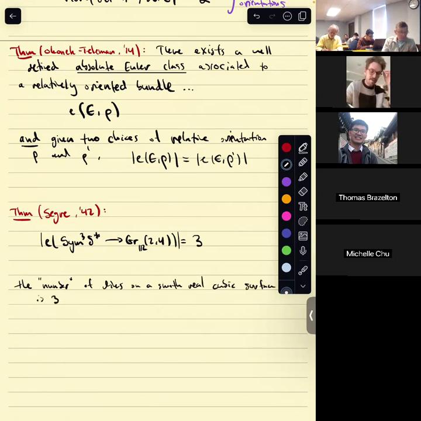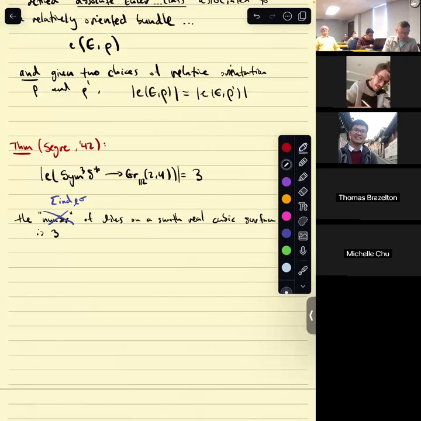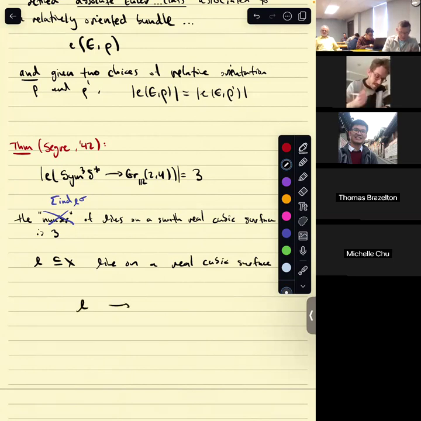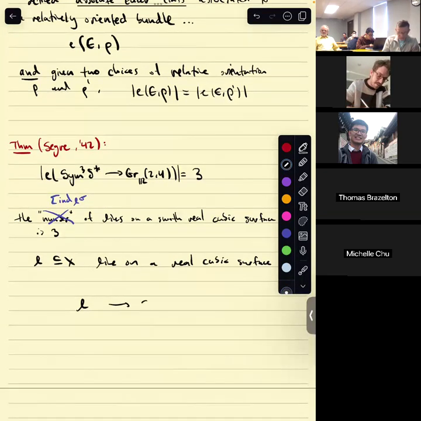And this is slightly wrong, right? It's not the number, it's sort of the sum over the local contributions. So let me say what this local contribution is. If I have a line on a real cubic surface, so let's say L on X is a line on a real cubic surface, then what am I able to do? I can say something slightly different about this that I wasn't able to say over the complex numbers, and it's due to the presence of maybe a more subtle discussion about orientation.